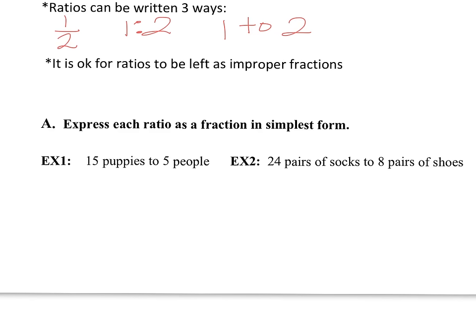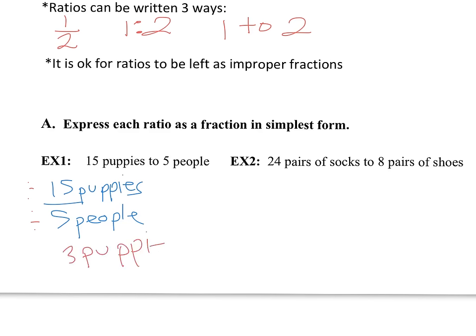So now express each ratio as a fraction in simplest form. So for example 1, I have 15 puppies to 5 people. So 15 puppies over 5 people. And in this case, I can reduce my numerator and denominator by dividing it by 5, top and bottom. So 15 divided by 5, I get 3 puppies. And 5 divided by 5 would be 1 person. So what we're saying is for every 1 person, they would receive 3 puppies, and that is the ratio.